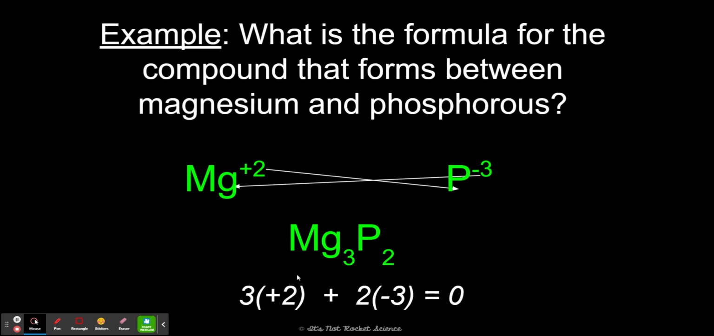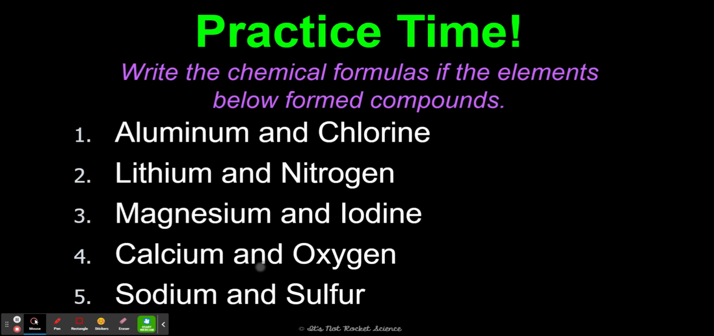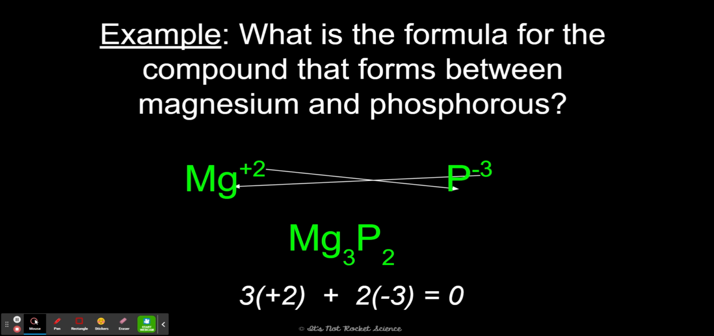Those charges cancel out. Magnesium has a +2, and there's 3 of them, so that makes 3 times +2, which is +6. And we have 2 times -3, so it'll be a -6. Boom, they cancel out. The trick works.